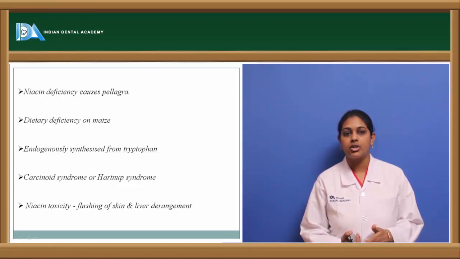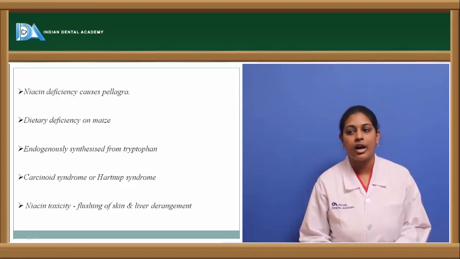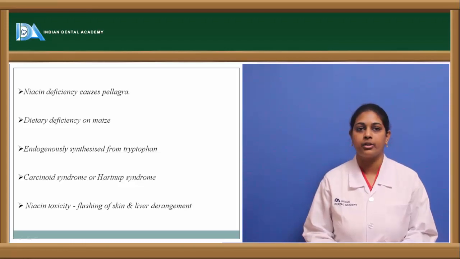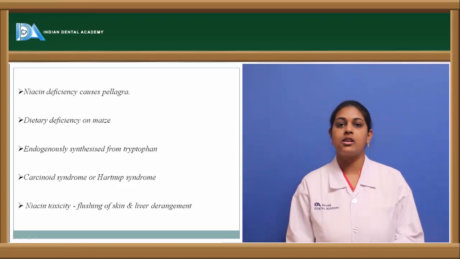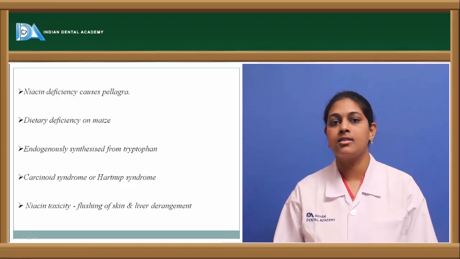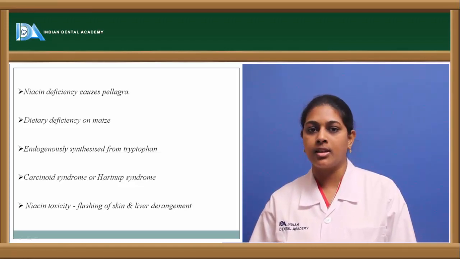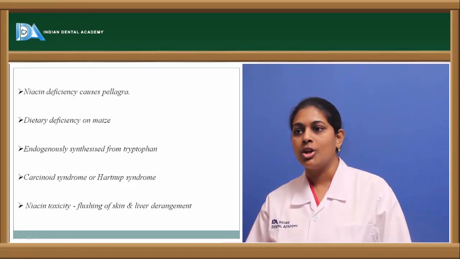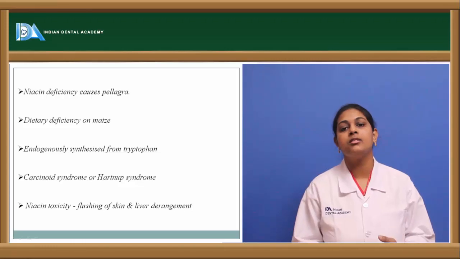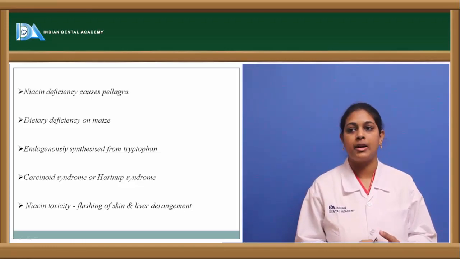And next is niacin toxicity, which results in flushing of skin and liver derangement. Any deficiency in niacin is known as pellagra, and this pellagra is an Italian derived word, where in the Italian language pellagra means dry skin or rough skin. So because of its appearance, it has been termed as pellagra.